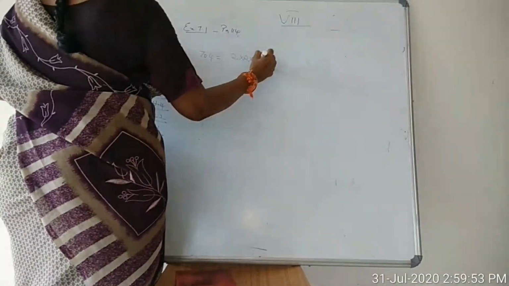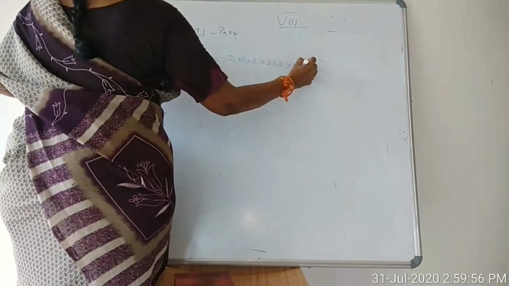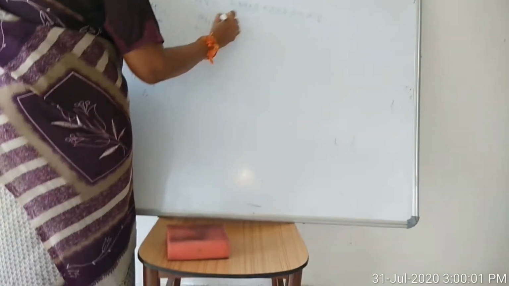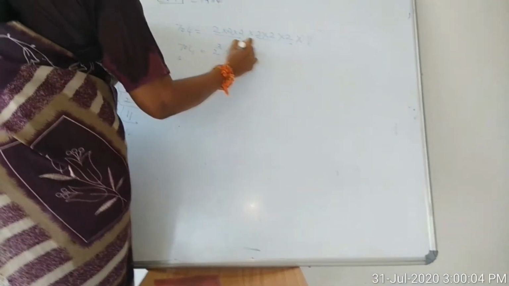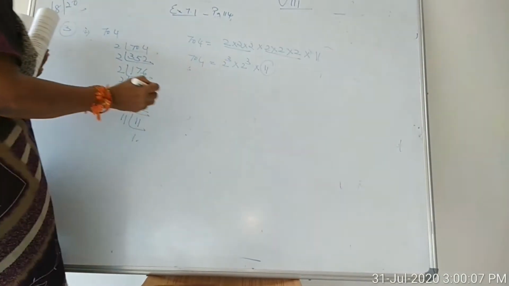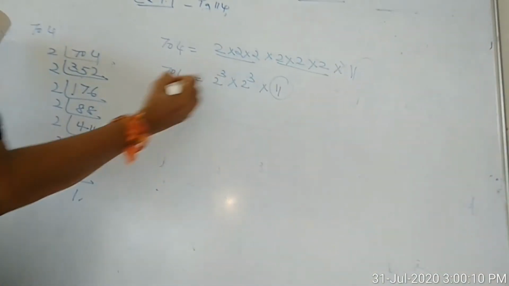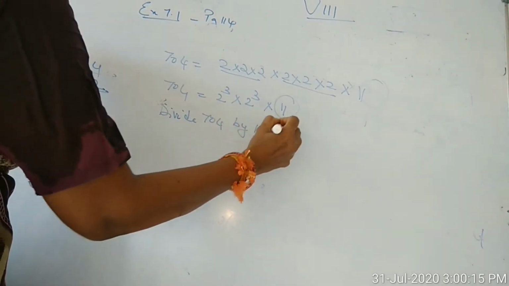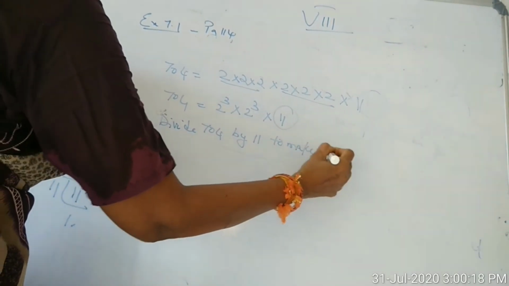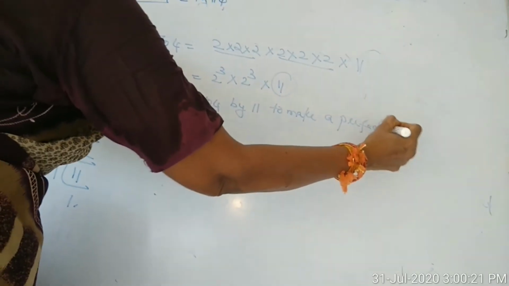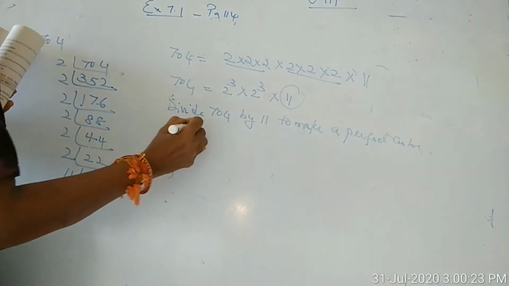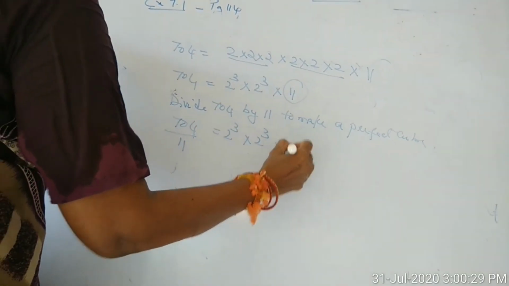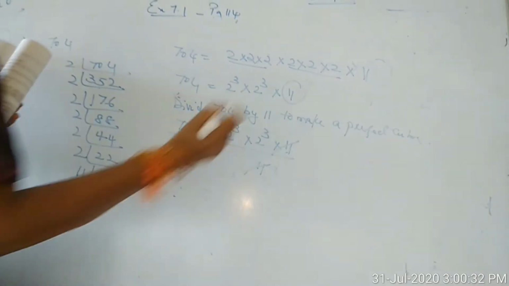704 is 2 into 2 into 2 into 11. Triplet. I think you know what is a triplet, children. A group of threes. Yes. The prime factor 11 is not a triplet. Divide 704 by 11 to make a perfect cube. I hope you are following. We should divide 704 by 11, which is equal to 2 cube into 2 cube into 11 by 11.